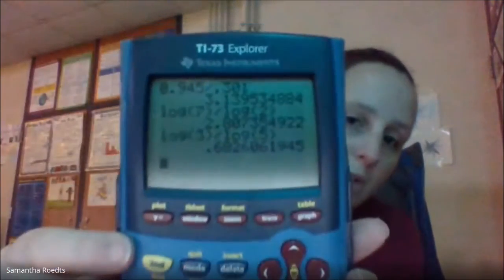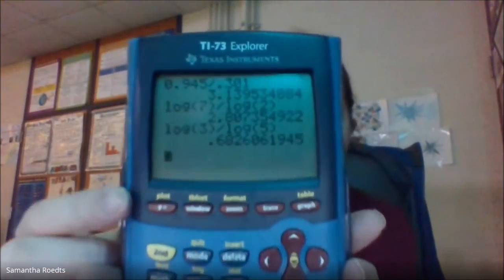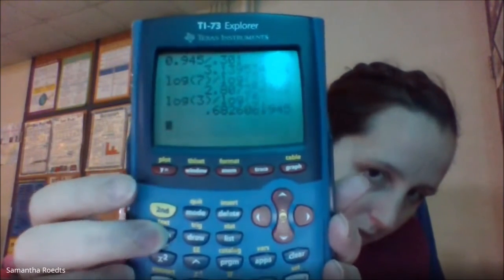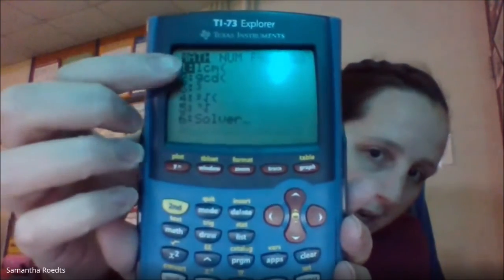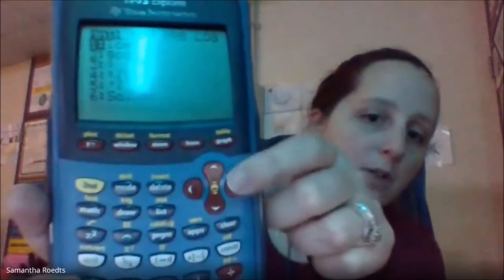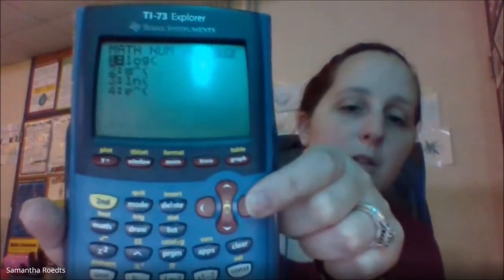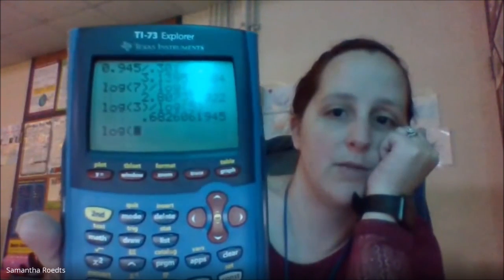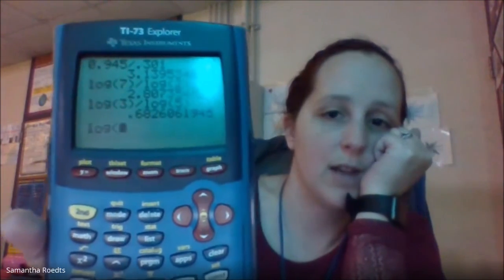So in order to get the log function on this calculator, I hit the math button. This one. You can see that I have a menu at the top. I go over all the way to where it says log, using the arrow buttons, and then I hit enter. That takes me to this menu, which gives me my log. Then I enter the number, so in that case 7, close parentheses, divide, and repeat the whole process again.